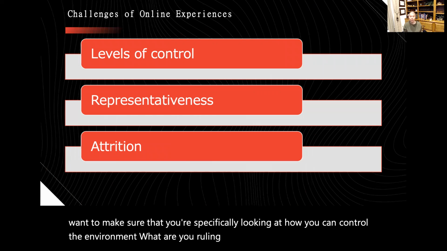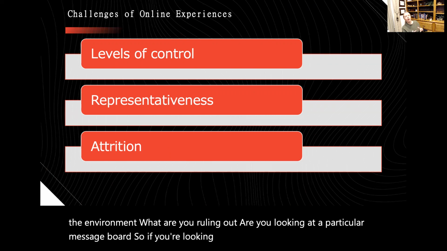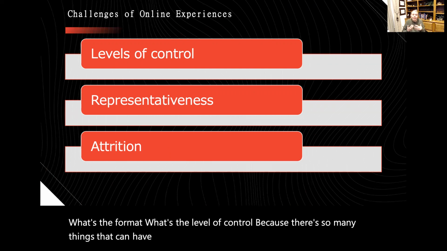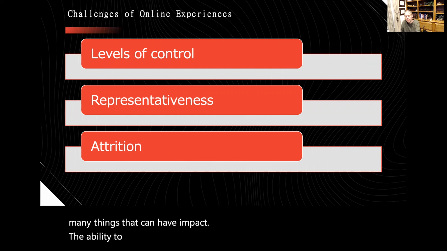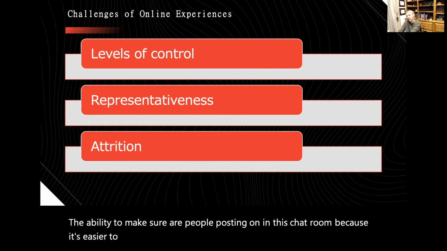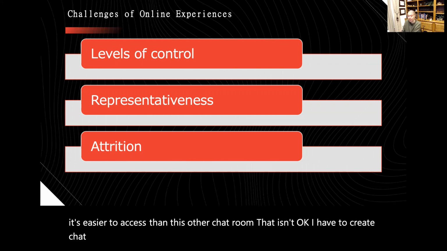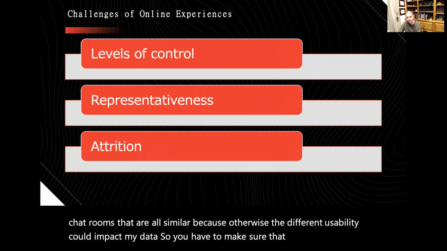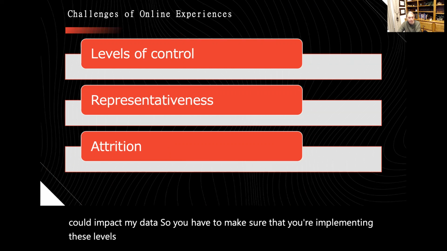Are you looking at a particular message board? If you're looking at posting on a message board, what kind? What's the format? What's the level of control? Because there are so many things that can have an impact. Are people posting in this chat room because it's easier to access than this other chat room that isn't? Okay, well, now I have to create chat rooms that are all similar, because otherwise the different usability could impact my data. So you have to make sure that you're implementing these levels of control in the environment.